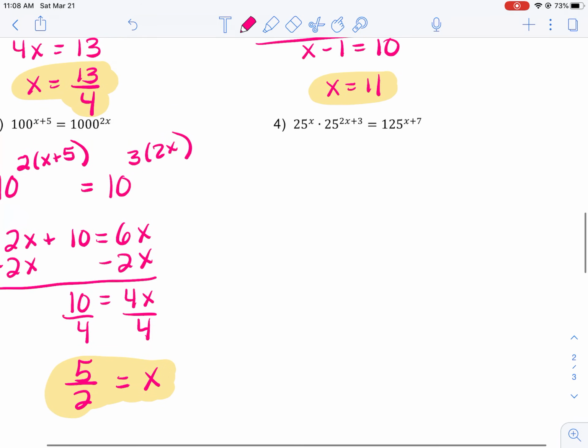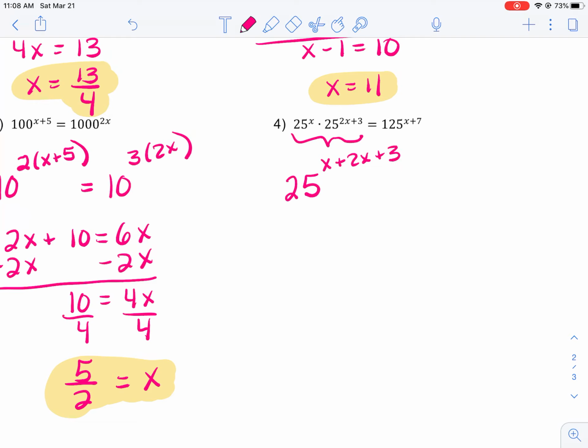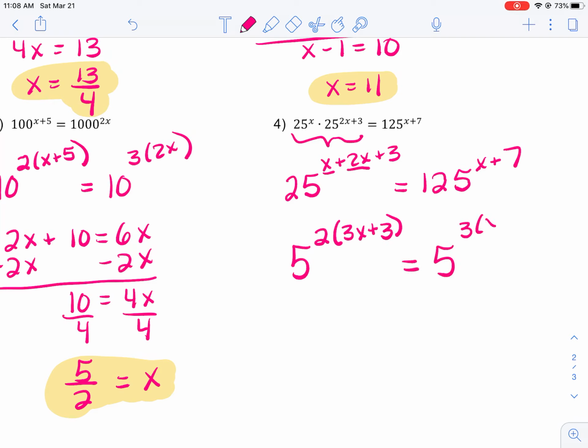The last problem, I'm going to start by rewriting the left side with a base of 25. I'm going to combine these. I'm going to add x plus 2x plus 3. I'm going to leave the right side alone for a minute. I can write 25 and 125 with a base of 5. So I'm going to write 5 squared, and then multiply that by x plus 2x is 3x plus 3. And then I can write 125 as 5 cubed. I'm going to multiply that by the x plus 7 that's already there.